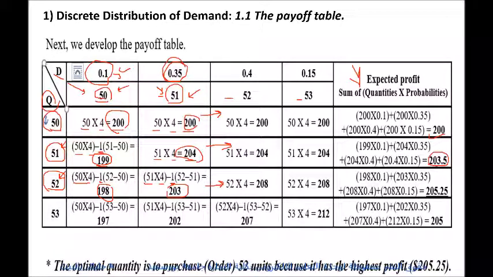You have here the expected profit. What is the largest number here? The largest number should be here, this number, the largest one. So the suitable quantity you will buy or keep in your stock will be 52 to achieve 205.25 profit.